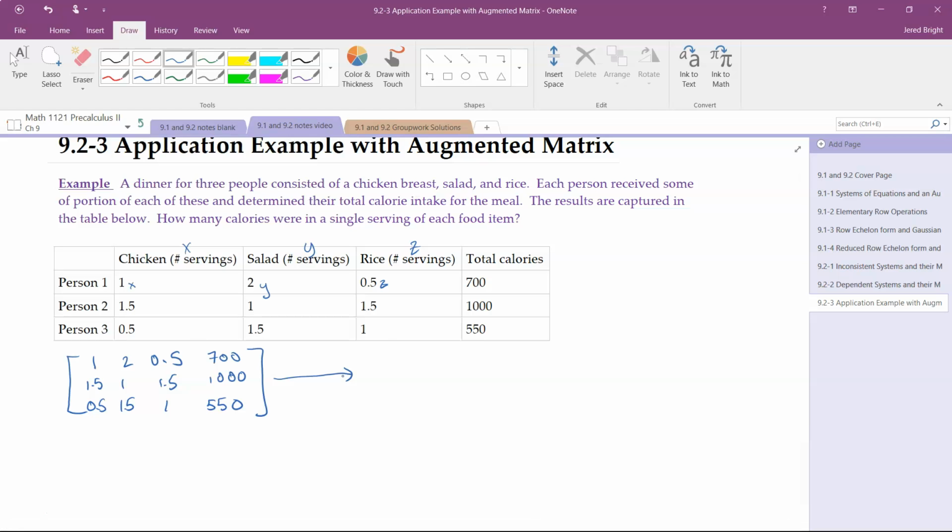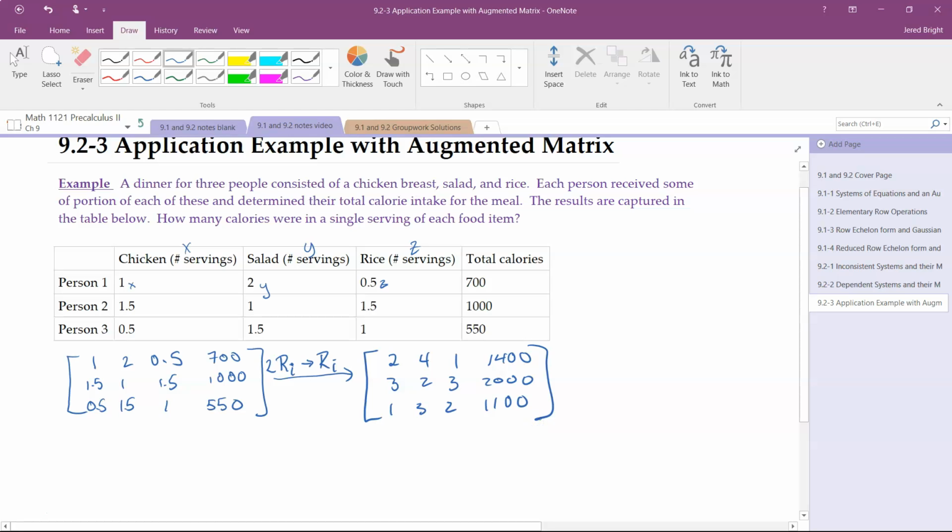The decimals here are nice, but what I'm going to do is take all the rows, I'm just using I for the index, and take 2 of them and put them into their respective row. Just multiply effectively the entire thing by 2, just so I don't have to deal with fractions. So 2, 4, 1, 3, 2, 3, and then 1, 3, 2, and 1,400, 2,000, and 1,100. Okay, now that's easier for me to work with.